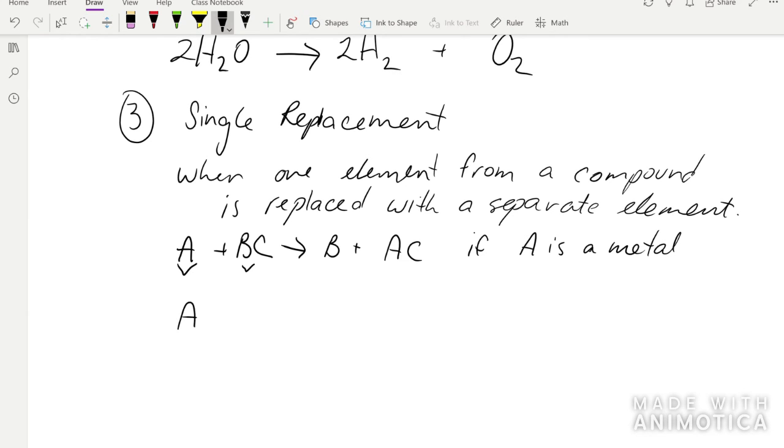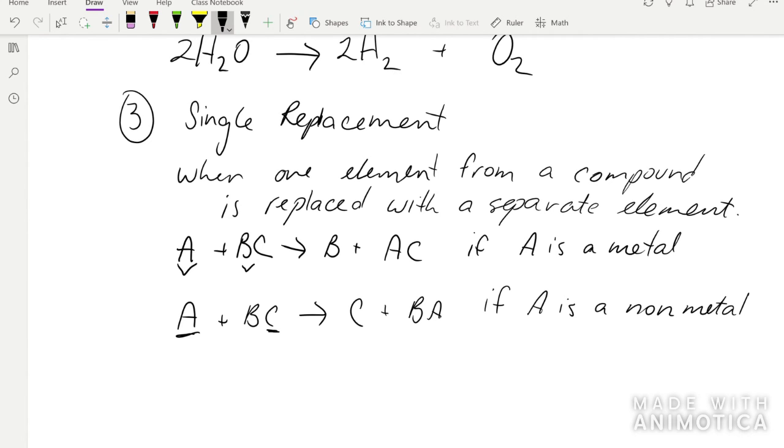If A is the non-metal, when we add these reactants together, A plus B and C, that A is going to replace the non-metal. So we'll have, not B, we'll have C plus BA. So depending on what A is, that is what it will replace. If it's a metal, it will replace a metal. If it's a non-metal, it will replace the non-metal.